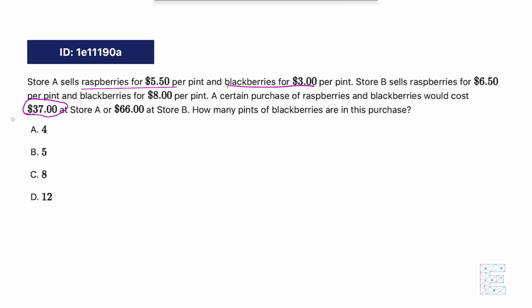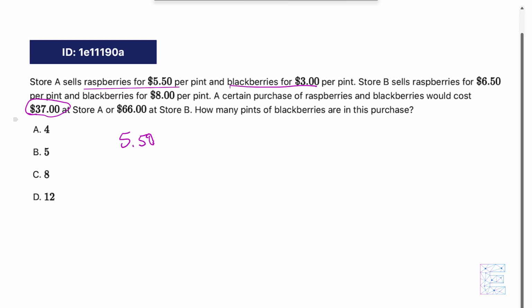So the first equation, we could just say let R be the number of raspberries bought and B be the number of blackberries. So each of these would be $5.50 for the raspberries plus $3 for the blackberries for a grand total of $37 in store A.